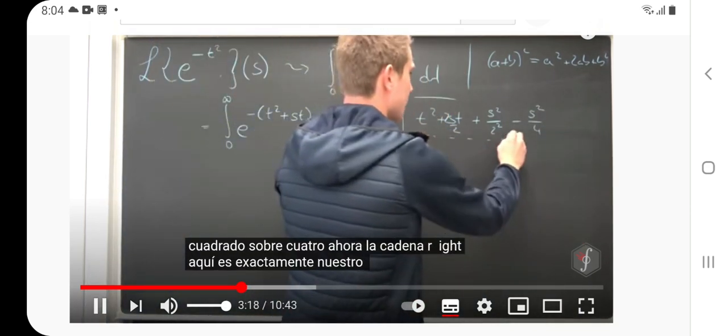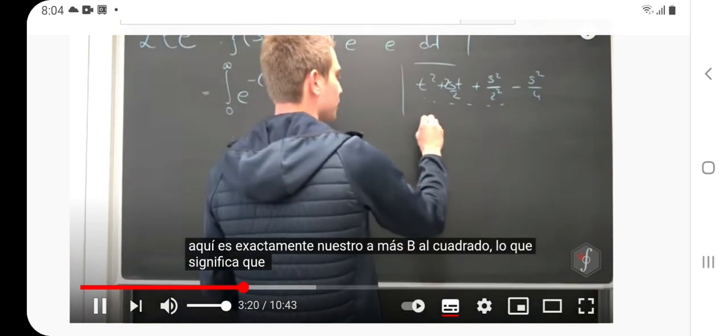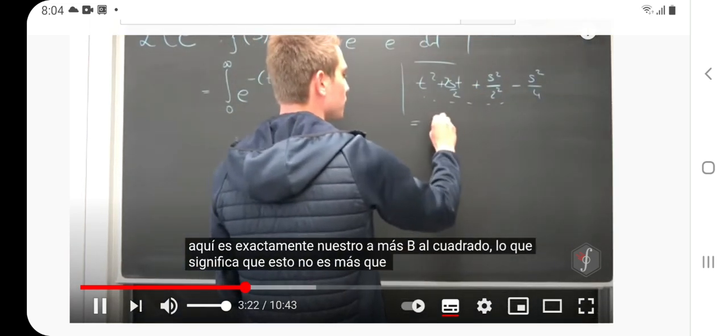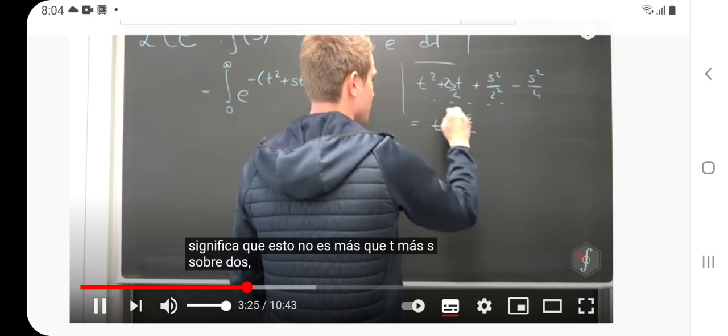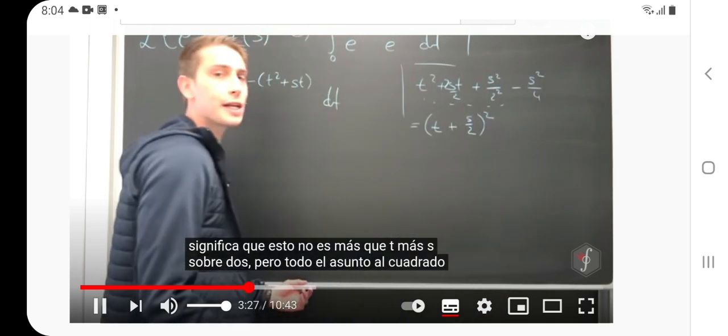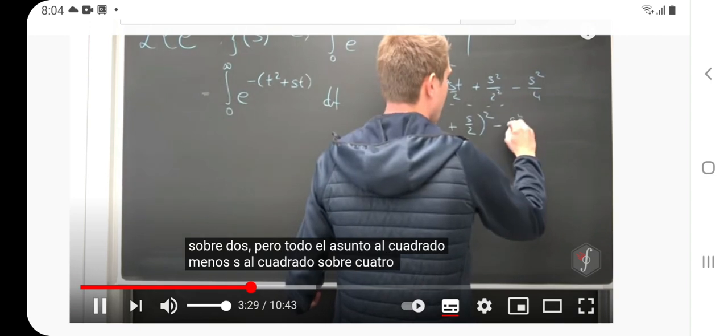Now, this thing right here is exactly our a plus b squared, meaning this is nothing but t plus s over 2, but the whole thing squared, minus s squared over 4.